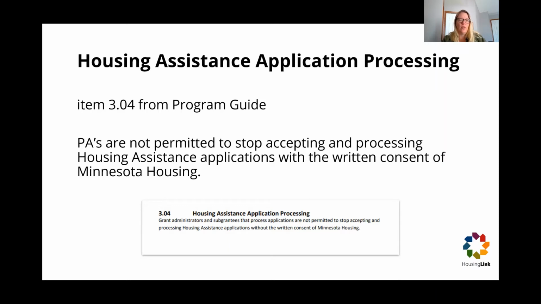It's important to know that if you're an open program administrator on the public site, we can only close your list to the public being able to join with written permission from Minnesota Housing. So if you're getting more applicants than what you think you can handle, you need to contact Minnesota Housing about closing your list. And then we do have the ability to close it so that no more applicants can join the list, but we can't do that without written consent from Minnesota Housing.